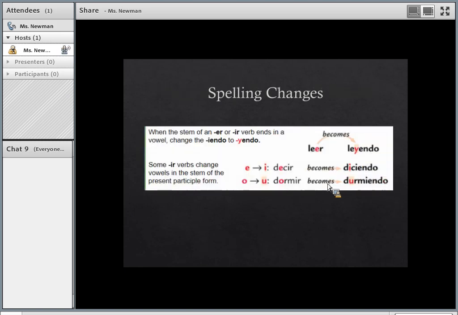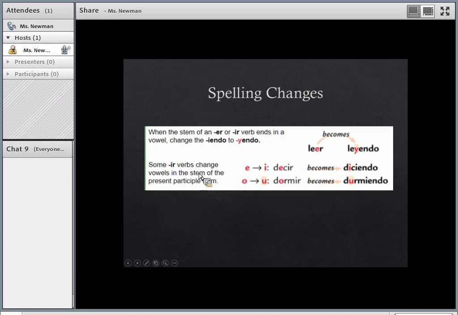Okay, so sometimes we have funny spelling changes, so let's look at some of these. When the stem of an ER or IR verb ends in a vowel, change the -iendo to -yendo, or I would say -shendo with my Castellano accent there. So leer, because it ends in a vowel right there where you're normally going to change it, becomes leyendo instead of with the i.